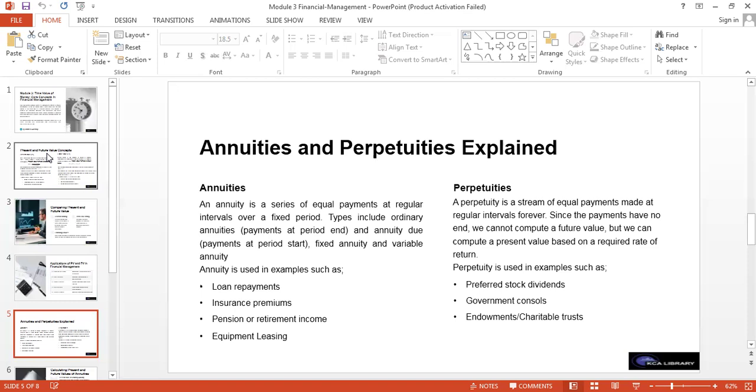For perpetuity, a perpetuity is a stream of equal payments. The first is a series of equal payments at regular intervals, that one is for a fixed period. This one is a stream of equal payments made at regular intervals forever. Since the payments have no end, we cannot compute the future value. However, we can compute a present value based on the required rate of return. Examples where perpetuity is used are the preferred stock dividend, government consols, and the endowment or the charitable trust.